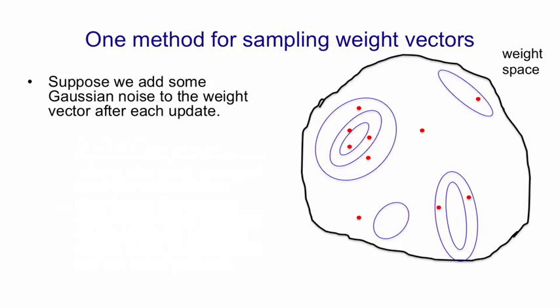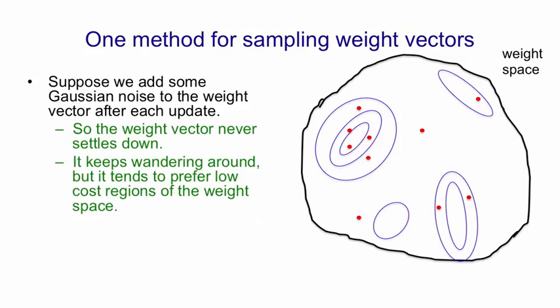Now, if we're using a sampling method, what we could do is start at the same place as we did before, but each time we update the weights, we add a bit of Gaussian noise, so we're jittering around. The weight vector will never settle down then. It'll keep on moving around. It'll wander over the space, but always preferring low-cost regions. That is, it'll tend to go downhill if it can.